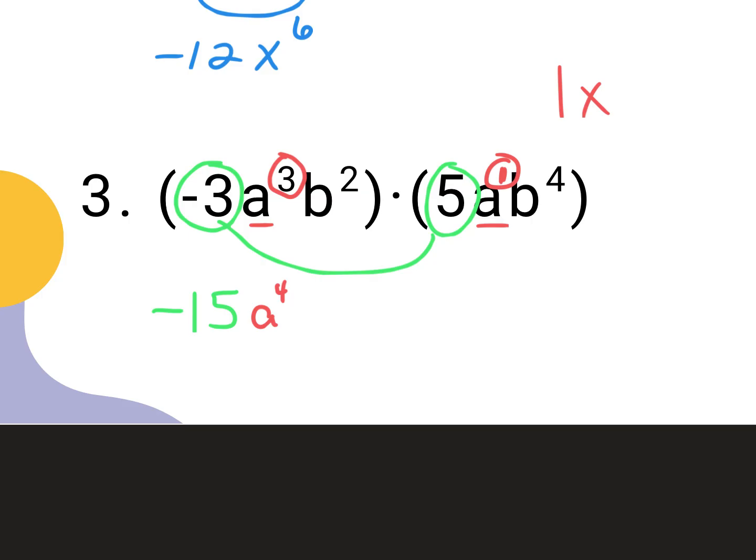And then I'm going to look at my last variable. I got a b there and a b there. So I'm going to rewrite the base 1 time, and I'm going to add the exponents together. What is 4 plus 2? Perfect. Good job. Anybody have any questions so far? We okay?